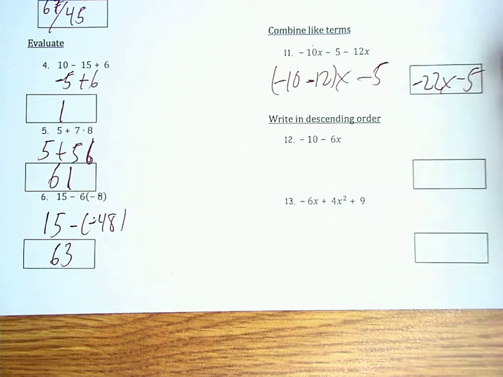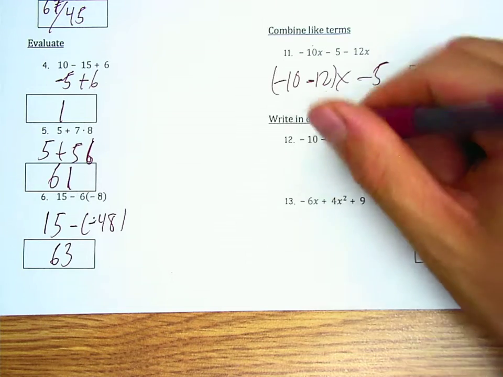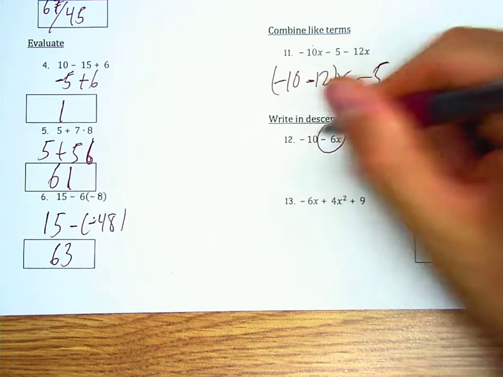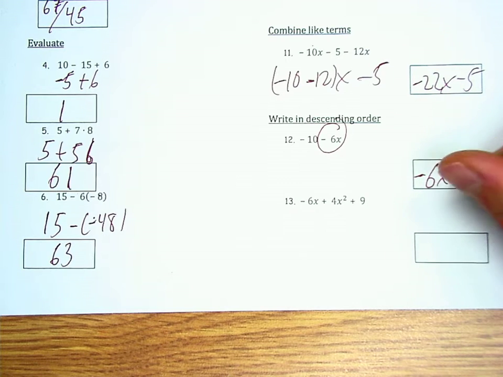Question 12, writing in descending order. Put the x term first. So this is going to be first. The constant will be second. So negative 6x minus 10.